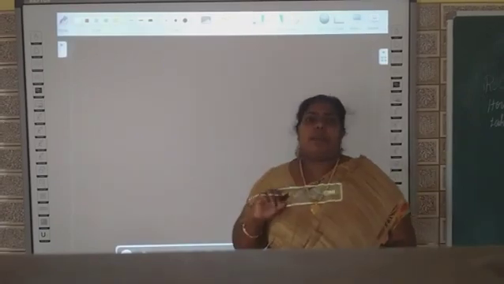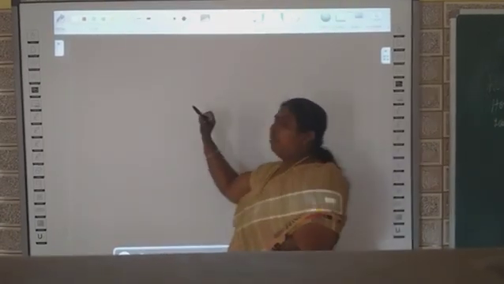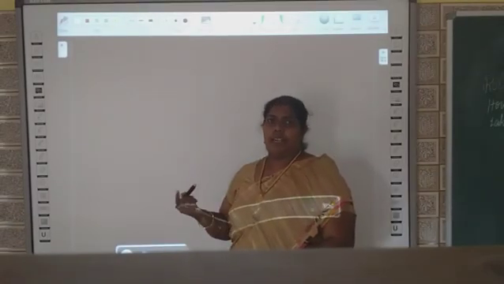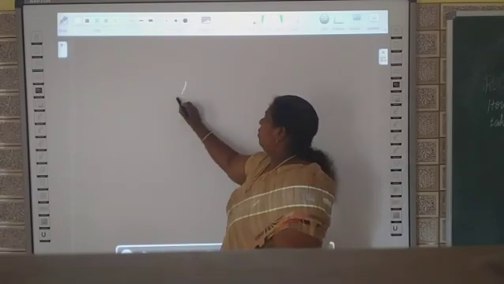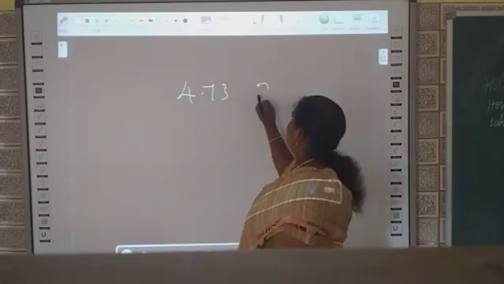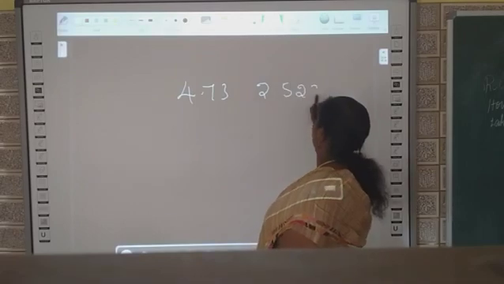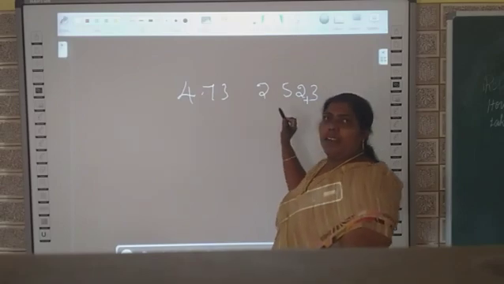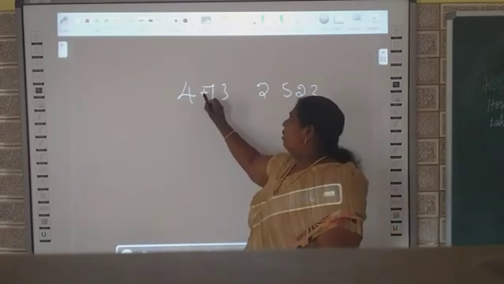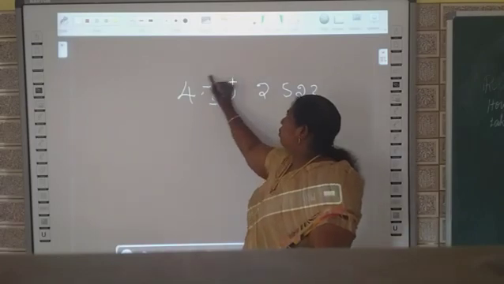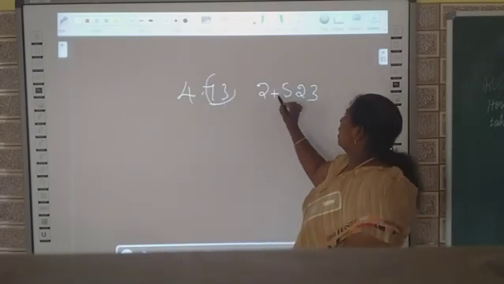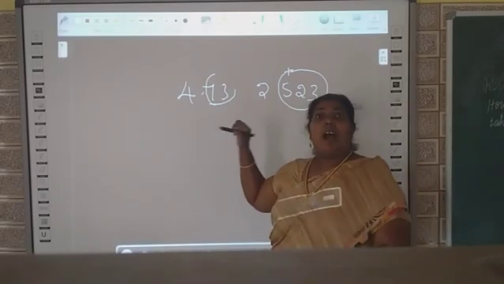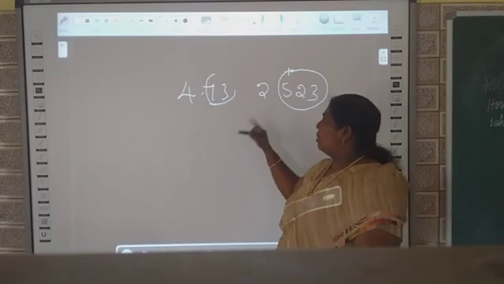Next one is like decimals and unlike decimals. See, if I give two decimals, you can identify whether they are like decimals or unlike decimals, isn't it? See the example: 4.73 and 2.523. Are these two decimals like or unlike? These two decimals are unlike decimals. How do we know? After the decimal point, here there are only two numbers, two decimal places. Here, after the decimal, there are three numbers. So these two decimals are unlike decimals.